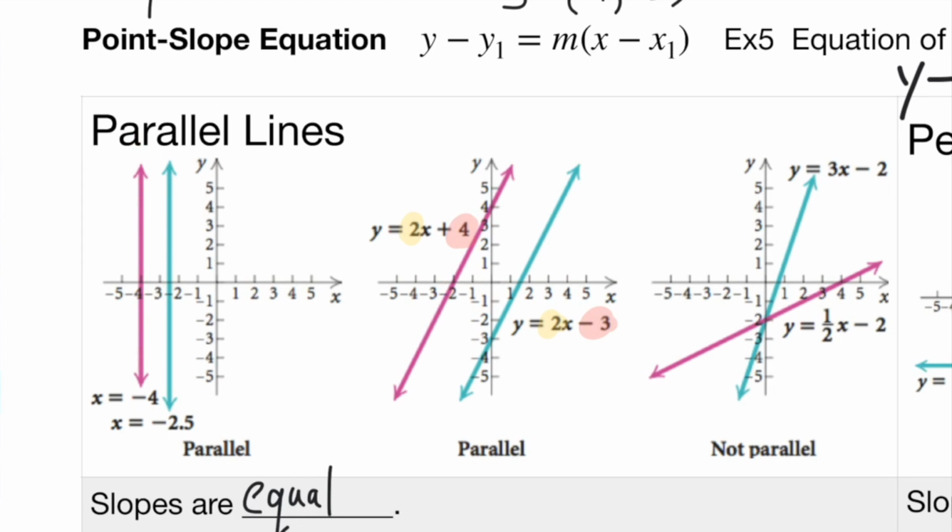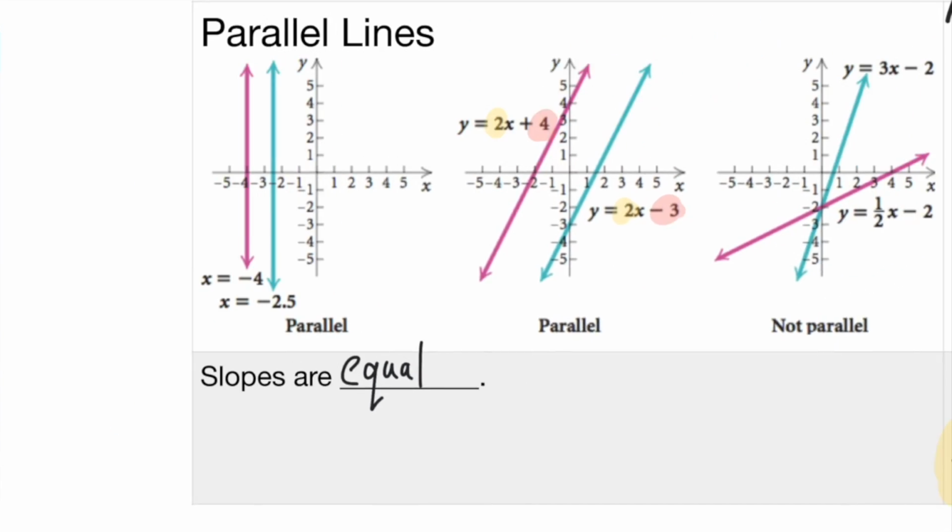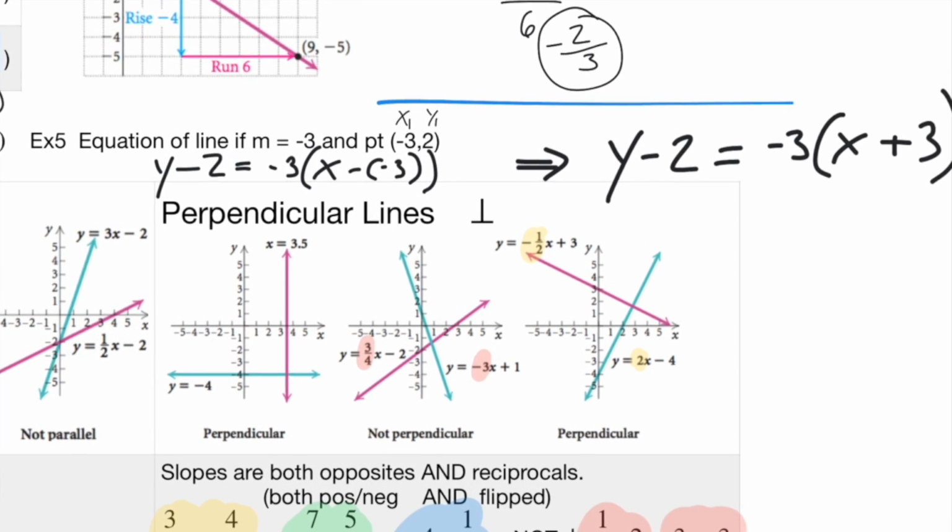Here, the slopes are both undefined, so then they're also parallel. But here, check this out, 3 is not equal to 1/2, so therefore the lines are not parallel, even though the intercepts, negative 2 and negative 2, are equal. So, slopes are equal if you're going to have parallel lines.